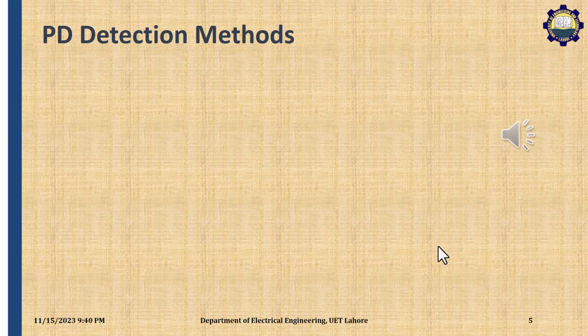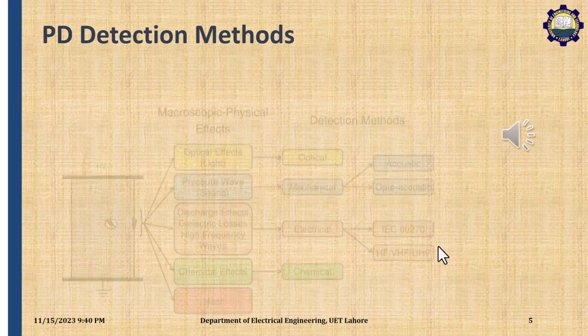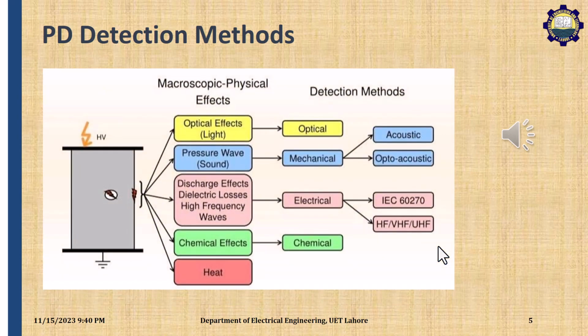Moving on, what are the PD detection methods? There are many methods used in industry for partial discharge. Some are conventional PD detection methods, some are advanced, or modern, PD detection methods. So this is a graphical representation. Here we have a partial discharge setup, or our test setup where partial discharge occurs.